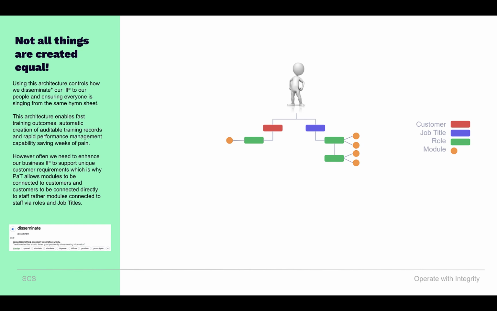However, often we need to enhance our business IP to support unique customer requirements, which is why PAT allows modules to be connected to customers and customers to be connected directly to staff, rather than modules connected to staff via roles and job titles. So there's the two systems here. Modules can be connected through roles, which go to the job title, but we can also do customer-specific idiosyncratic knowledge, which is unique to the customer, and we can connect that directly to the customer account, and then we can connect the people to the customer accounts. And so this way, the knowledge, whether it's designed to be required by the business or by a specific customer, flows directly through to the people that need it, and it completes their training journey.